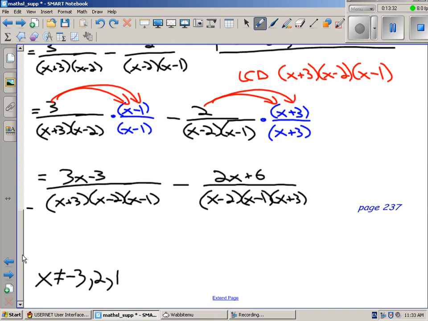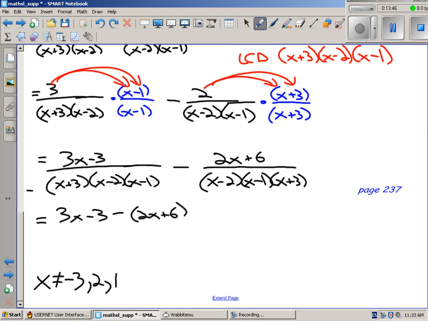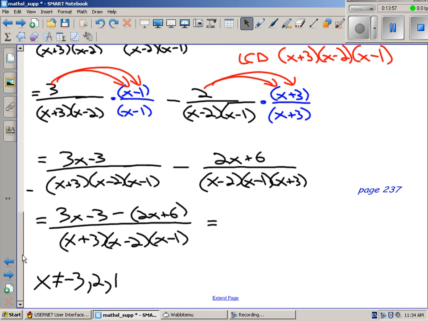Now it's pretty clear we've got this common denominator. We can put our two parts together, and we'll get 3x minus 3 minus brackets 2x plus 6 all over x plus 3, x minus 2, x minus 1. We should simplify on top. That's going to give us x minus 9 all over x plus 3, x minus 2, x minus 1.